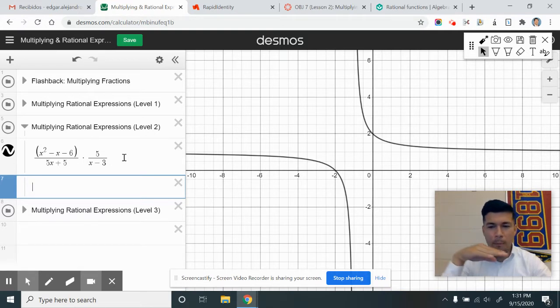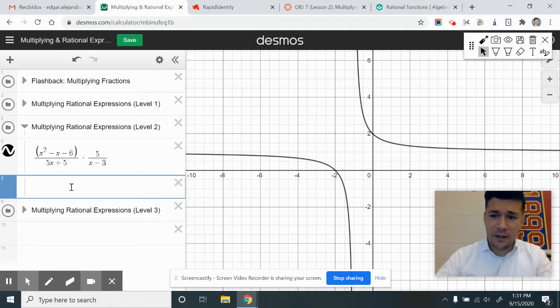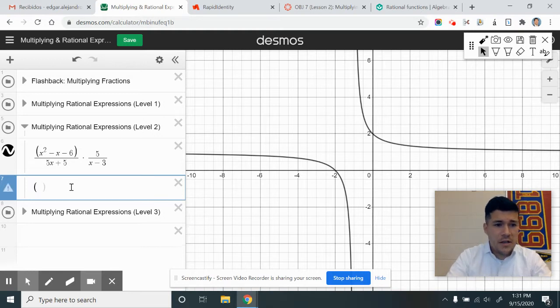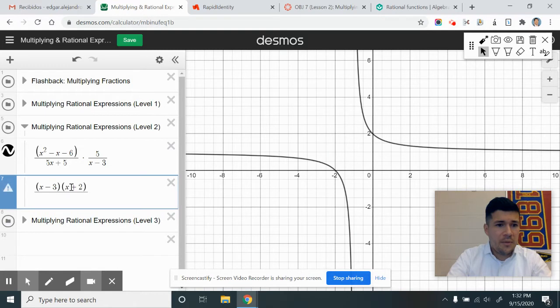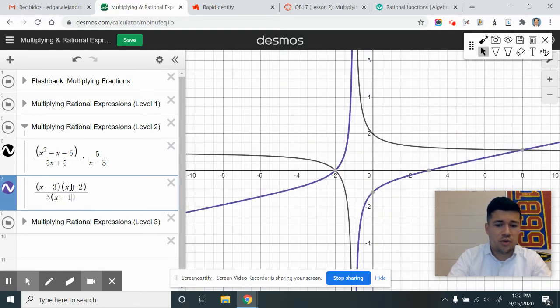Imagine if you would multiply straight across right here as your first step, you would have to multiply this linear function by this linear function only to try to factor it again. That's nonsense. In this case, factoring makes a lot more sense first. So my quadratic at the top looks like it's going to factor to x minus 3 times x plus 2. Divided by 5 times x, that's a GCF, 5 times x plus 1.